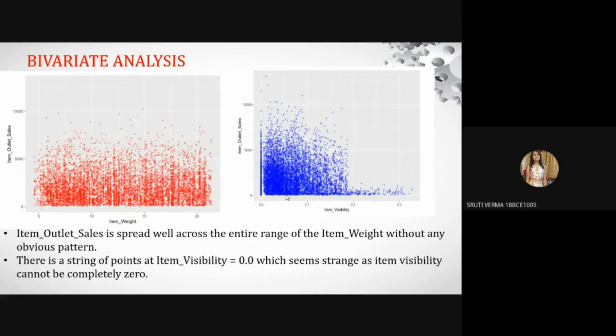Bivariate analysis. Item outlet sales is spread well across the entire range of the item weight without any obvious pattern. So whenever we plot the item weight and the item outlet sales, we get a spread across the entire range. And when we plot the item visibility with the item outlet sales, there is a string of points at item visibility equal to 0, which seems strange as item visibility cannot be completely 0.